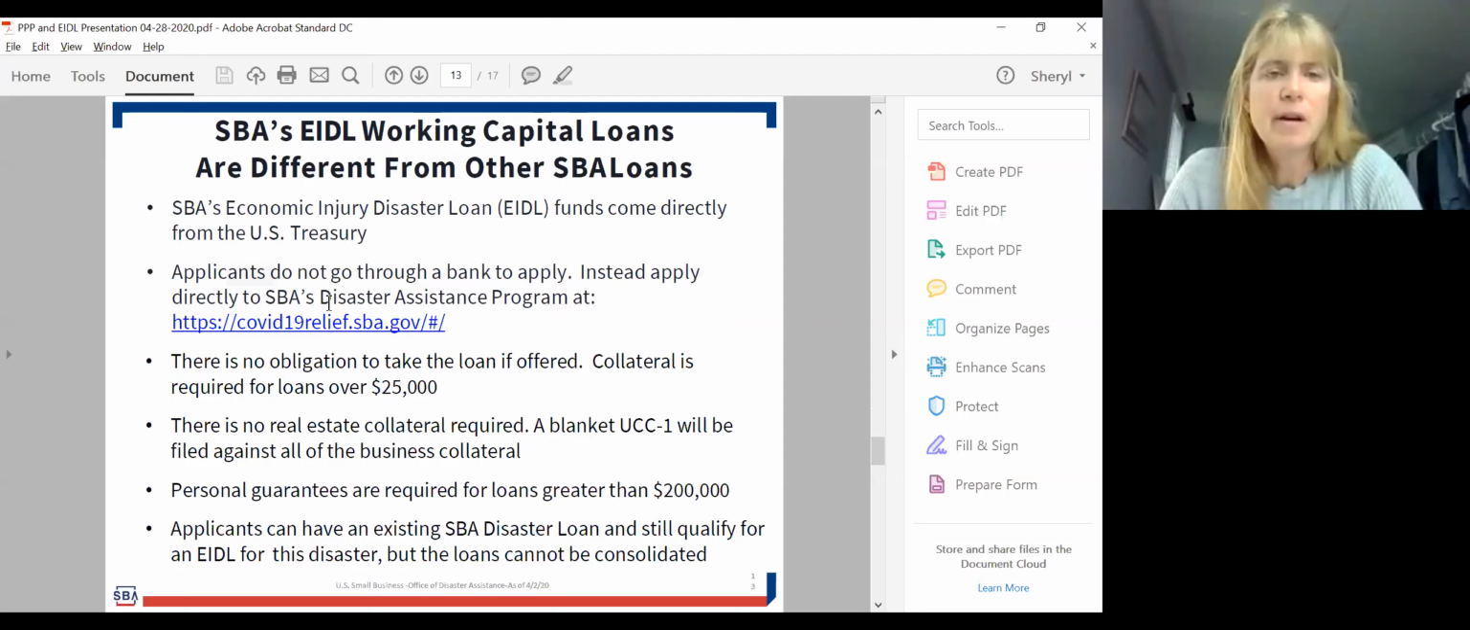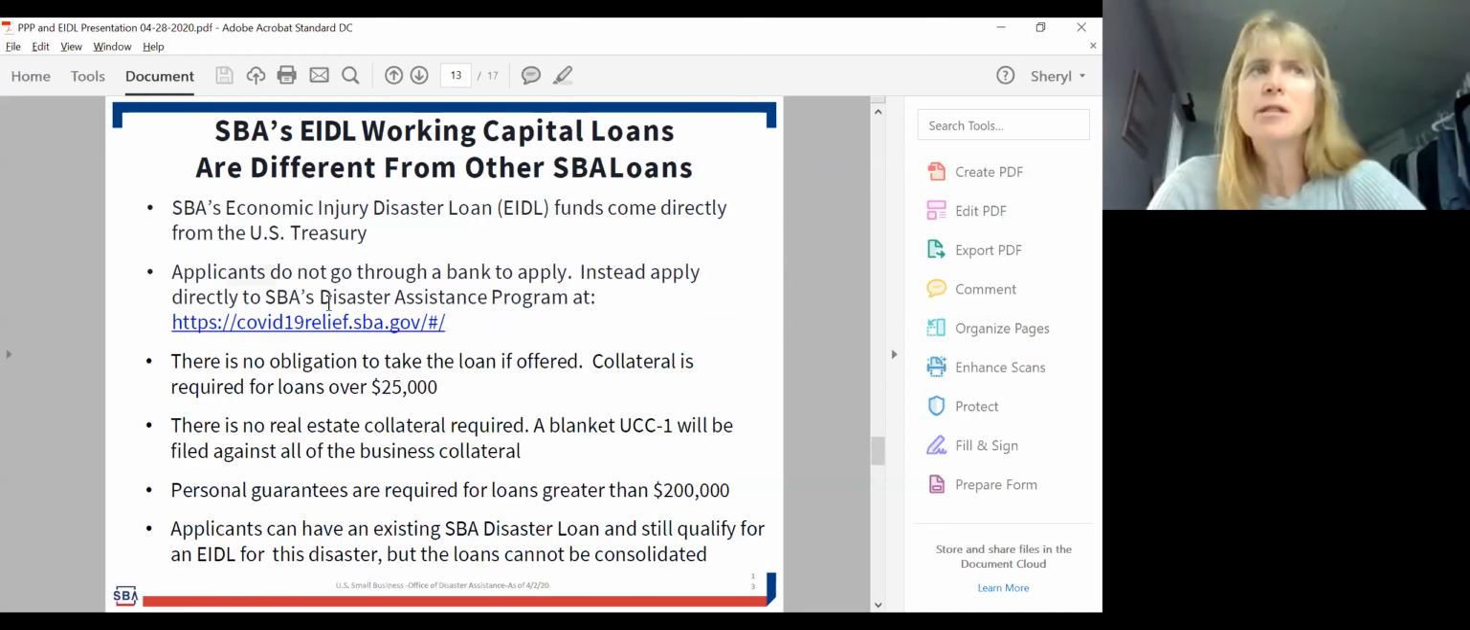And let's see, the working capital loans are different from other SBA loans. They come directly from the Treasury. Regular SBA loans are guaranteed from a lender, and they come from the lender, but these economic injury loans are coming directly from Treasury. And these are not through a lender, such as the PPP loans. People have been a little confused. The EIDL loans are directly from the SBA, where the PPP loans come from lenders.